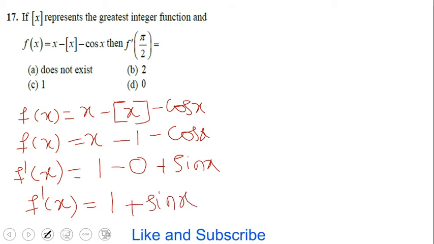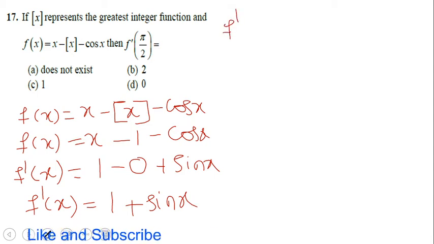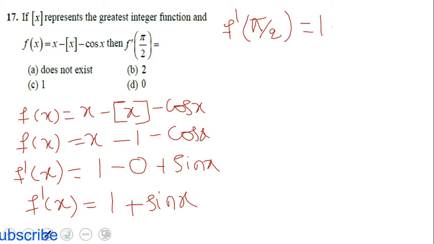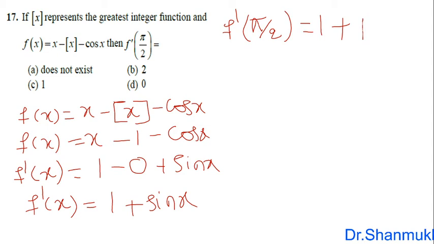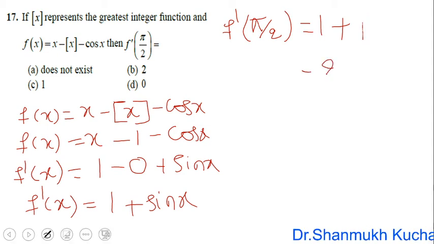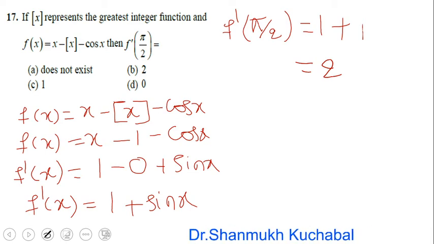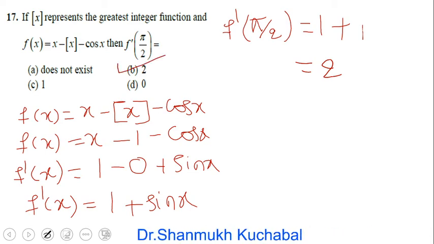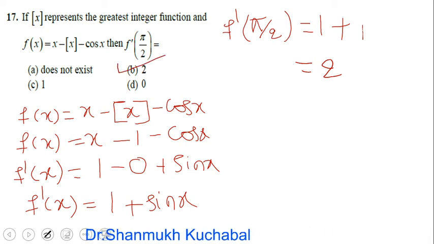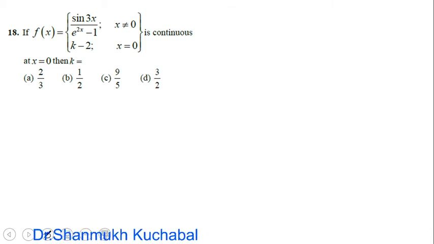So further, wherever x is there, we have to replace it by pi by 2. So f dash of pi by 2 equals 1 plus sine pi by 2. Sine pi by 2 is sine 90 degrees, which is 1 here. 1 plus 1, we will get 2 here. So clearly option B is the right answer over here. Yes. So we'll go to the next and last example of today's session.